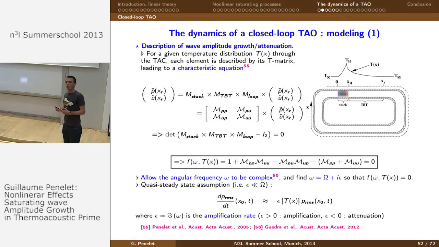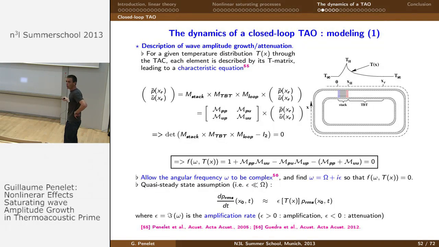So let's try to describe this theoretically, and let's begin with the description of the thermoacoustic wave amplification. To that purpose, we consider what we call here the thermoacoustic core, and we consider that we know the temperature distribution along this thermoacoustic core. So we can easily calculate the transfer matrices of this thermoacoustic core as well as the lossy propagation in the remainder of the waveguide. And by connecting these, we can obtain a characteristic equation.